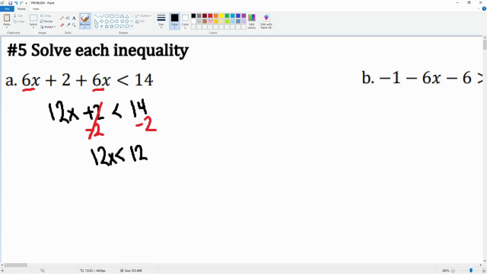Okay. Then to get x alone, we divide by 12 to both sides. 12 divided by 12 does cancel, leaving you with just an x, less than 12 divided by 12, which is just 1. So x is less than 1.